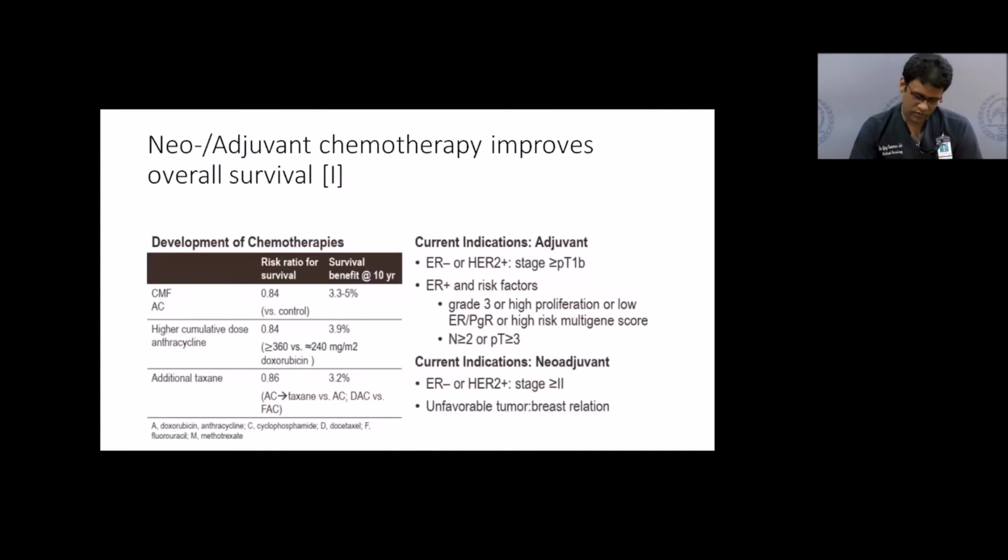So going to systemic therapy, one thing we will understand is giving chemotherapy does improve survival, and that has been shown again and again. You can see that from the very first types of chemotherapy, they showed an improvement in overall survival, and addition of taxanes has further improved the survival. So therefore, the sequential use of anthracyclines followed by taxanes is the current standard chemotherapy that we would use for all patients.